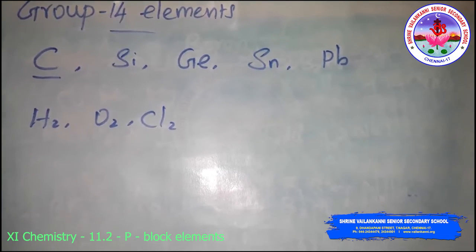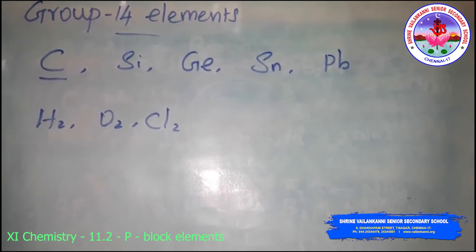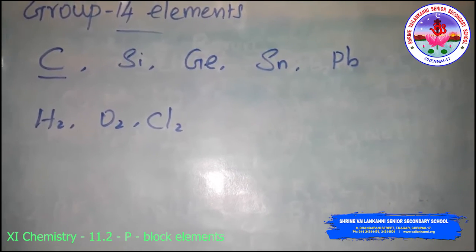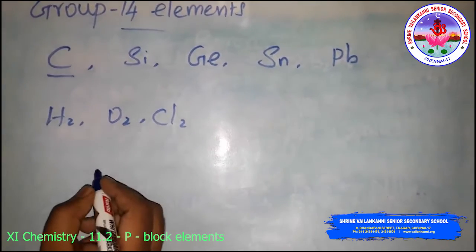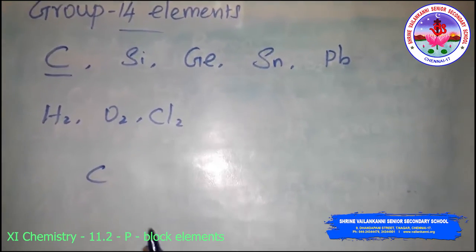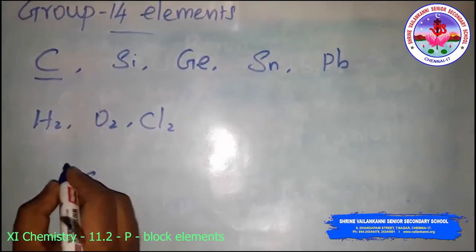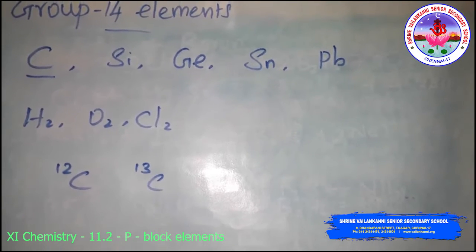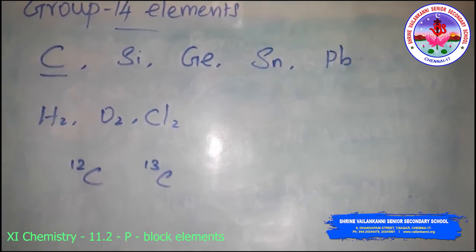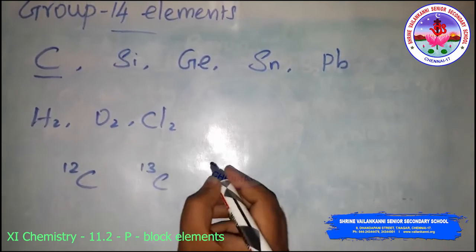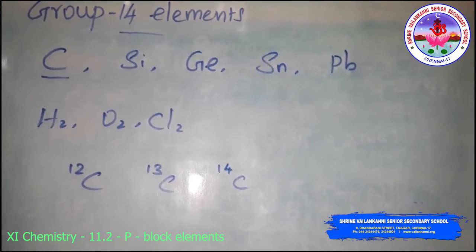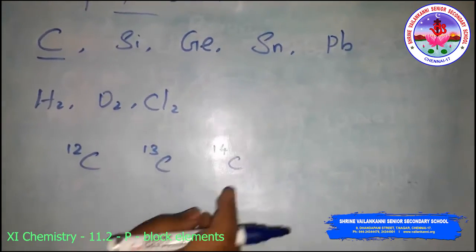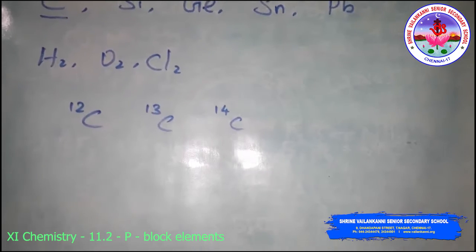Carbon is an essential constituent of all living organisms. Naturally occurring carbon contains two stable isotopes, that is carbon 12 and carbon 13. A third isotope is also possible, that is carbon 14. These two are more stable, and carbon 14 is also available.